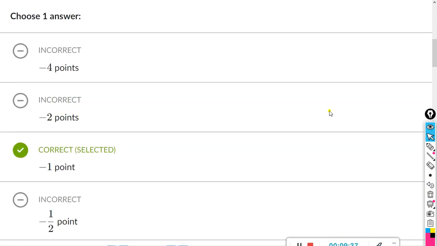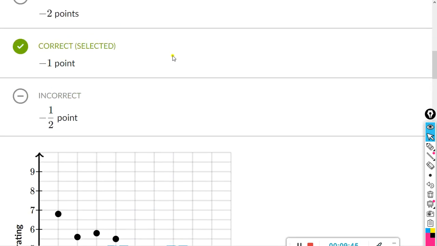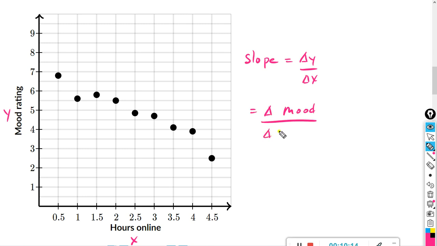Okay, and just to show you the interpretation of that slope, they wanted the best estimate of the average change in mood associated with the 1 hour increase in hours online. Okay, so as we said, slope is change in y over change in x. Y is the mood rating, and the x-axis is the hours online. So that's change in mood divided by change in hours online.